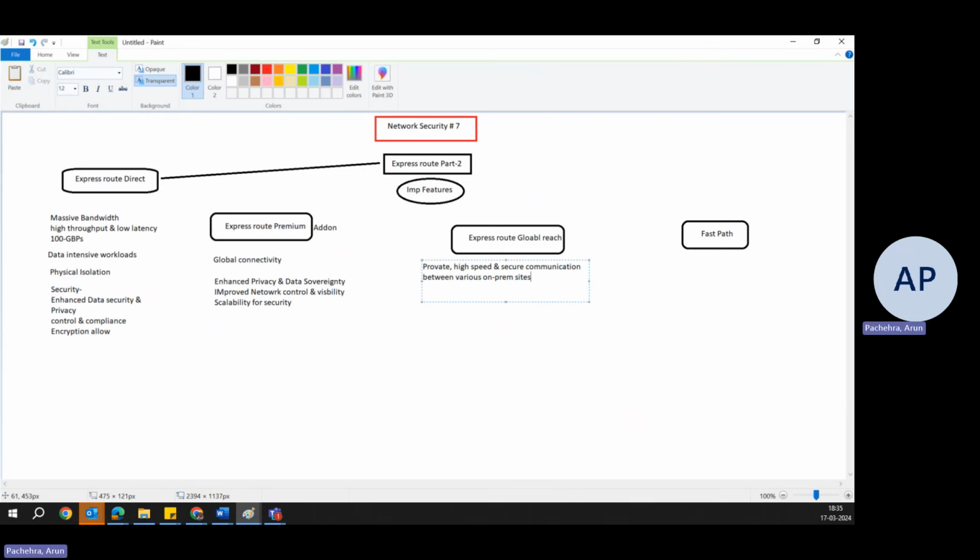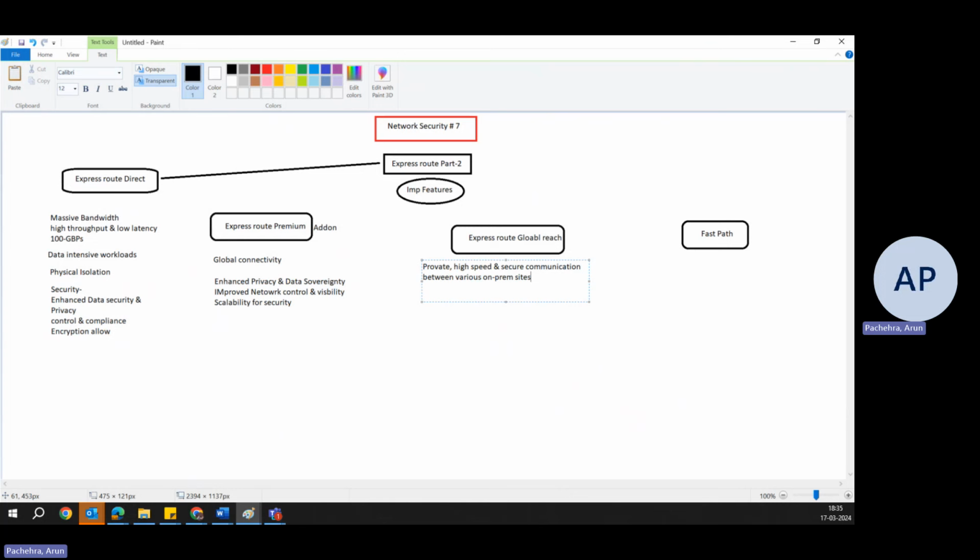Then data sovereignty and compliance comes everywhere. It comes here as well. So for businesses with strict data residency requirements, Global Reach ensures that data transfers between sites adhere to compliance standards by not traversing the public internet and remaining within the secure confines of the Microsoft network.